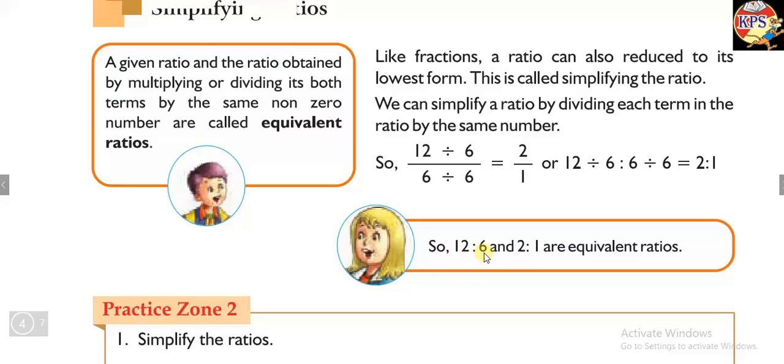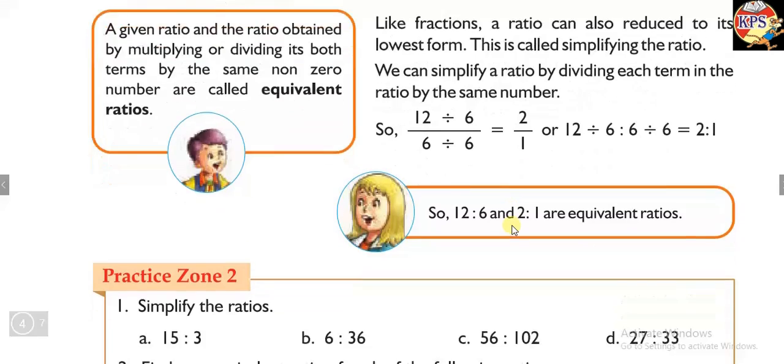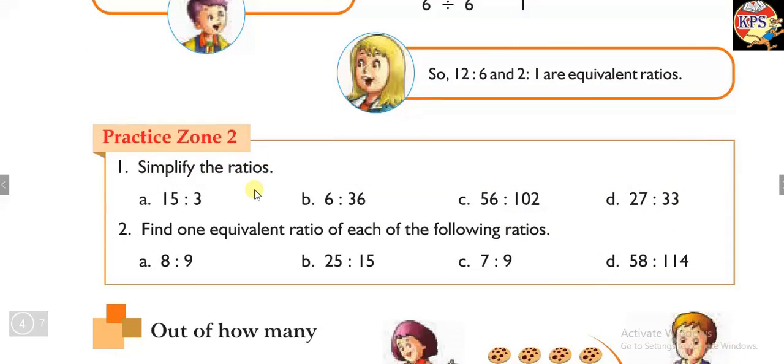Suppose 12:6 is given. This is in ratio form. We can also write it in fraction form, like 12/6. After writing 12/6, we have to cut it, or you can directly cut it: 6 ones are 6 and 6 twos are 12. So you can write 2/1, and the ratio is finally 2:1. So this is the lowest form of the ratio. First you have to convert the ratio into a fraction, then convert it into lowest form, then again convert it into a ratio. Simplify the ratio means we have to convert it into its lowest form.